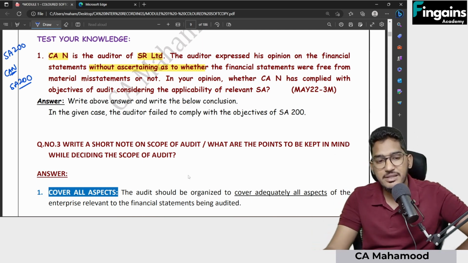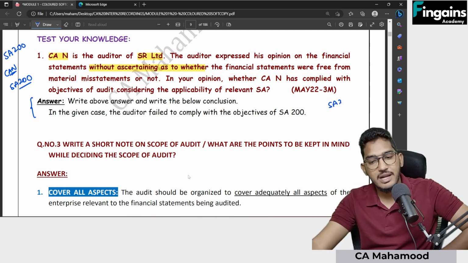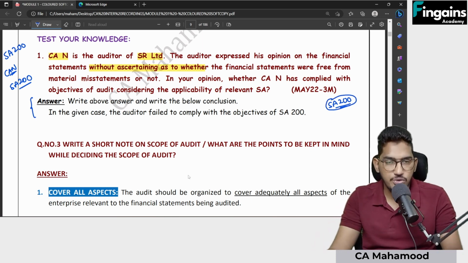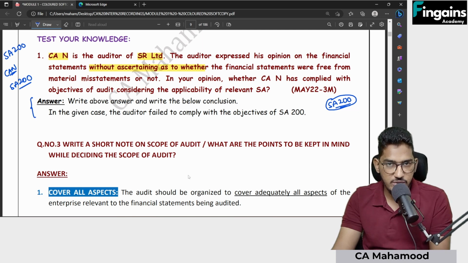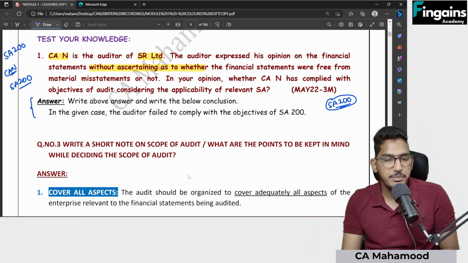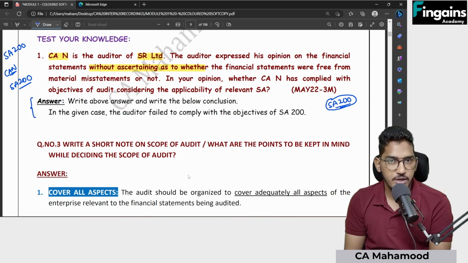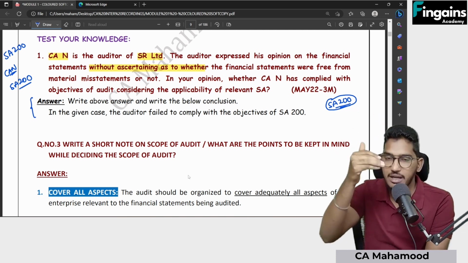Clear? Now how to present the answer? First you write the objectives. As above, you have to write what are the objectives of SA 200. After writing the objectives of the auditor, then give a conclusion. What conclusion will you give? In the given case, the auditor CAN has failed to comply with the objectives of SA 200. Why? Because he did not ascertain whether financial statements are free from material misstatements. This conclusion you are also supposed to add. So first write the above answer as it is, that these are the objectives of SA 200, write the paragraph, then write a conclusion.